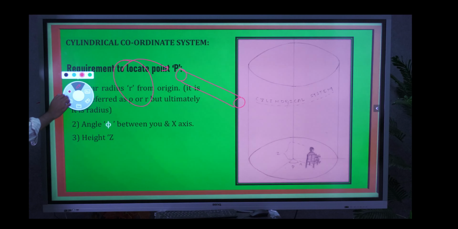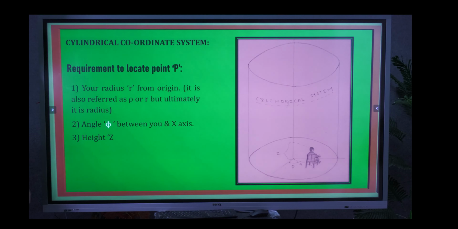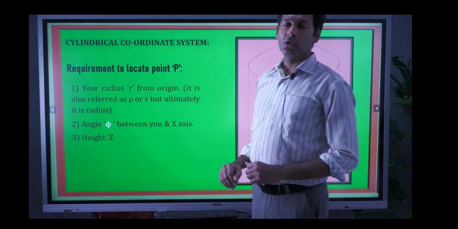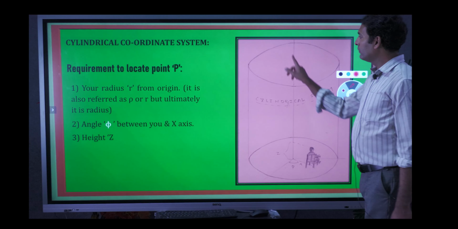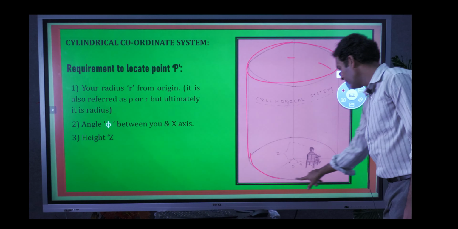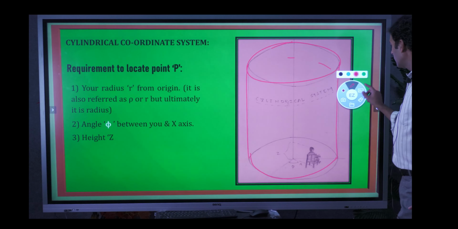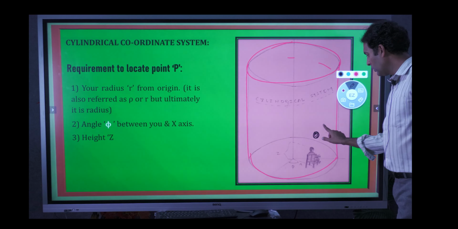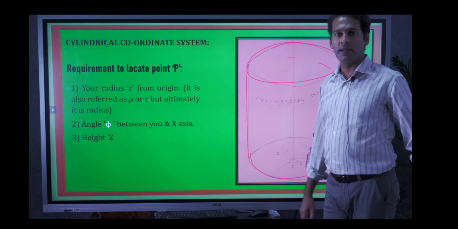Now we have to find a point P in the cylindrical coordinate system. We need three components as usual. In Cartesian we used x, y and z. Here we will also use three components, which we will discuss first. Suppose this is the cylindrical shape and there is someone sitting in it. Suppose there is a point P which we want to locate. How can we find where this point P is located in a cylindrical system?